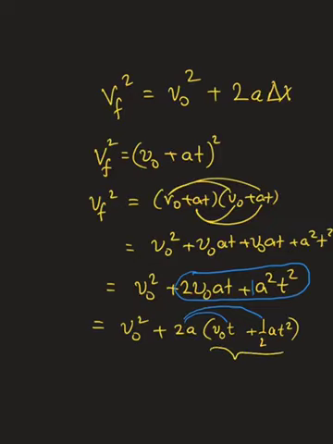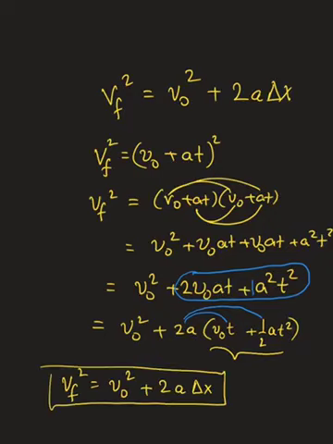Now you'll notice that what we have in parentheses there, the v naught t plus 1/2 at squared, is actually the displacement in the x direction, which is the second kinematics equation. So we're left with v final squared is v initial squared plus 2 times acceleration times the displacement in the x direction. Now keep in mind that this is the third kinematics equation, and since it's a kinematics equation, it can only be used if the acceleration is constant.